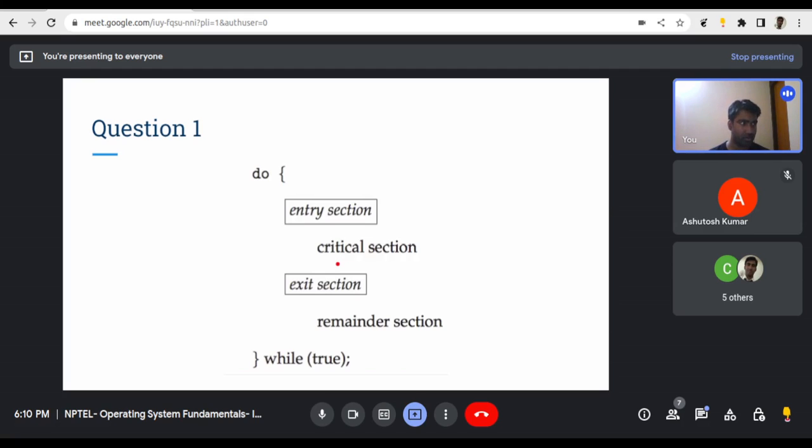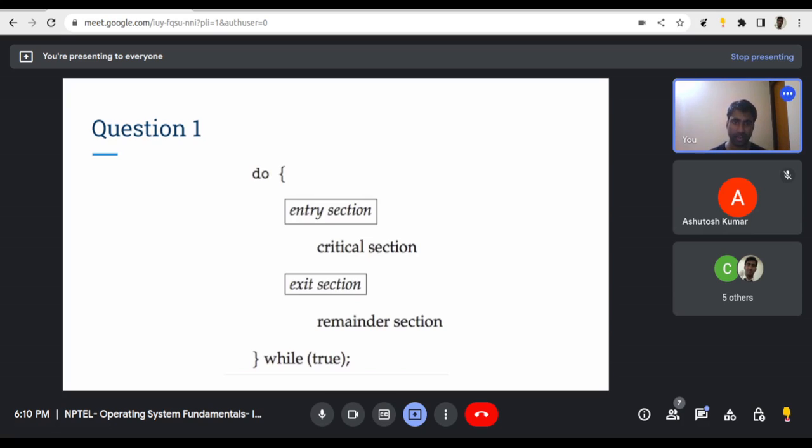The other two requirements are progress. What progress means is that if no process is in the critical section, and some new process comes forth and wants entry into the critical section, then deciding which among the waiting processes should get into the critical section should not take an indefinite amount of time. There should be progress in the decision making of which process goes next into the critical section if no other process is there. So that is what is meant by progress.